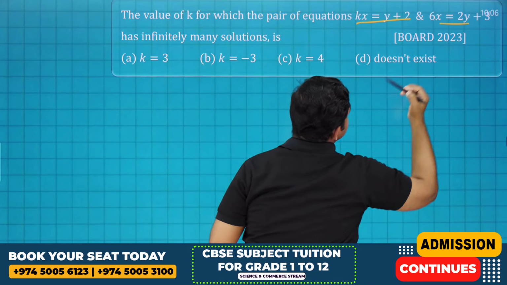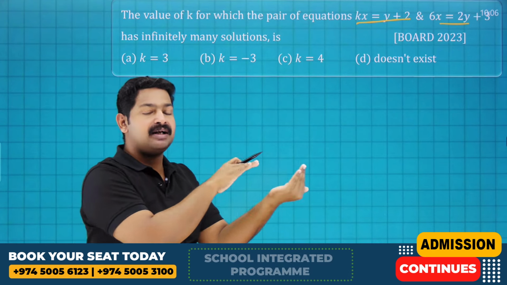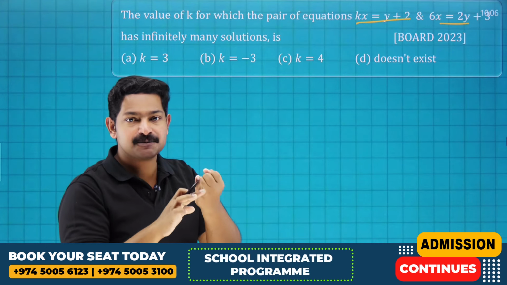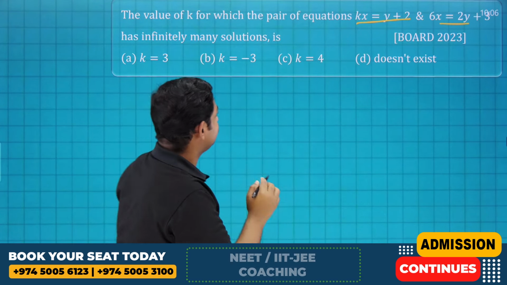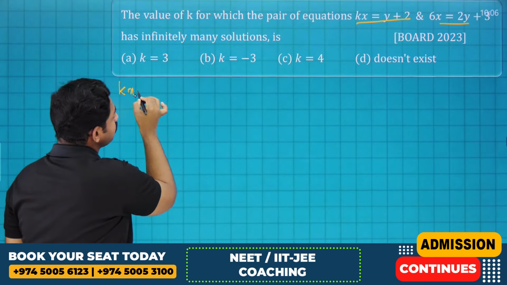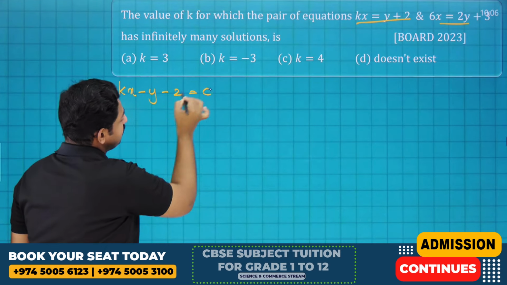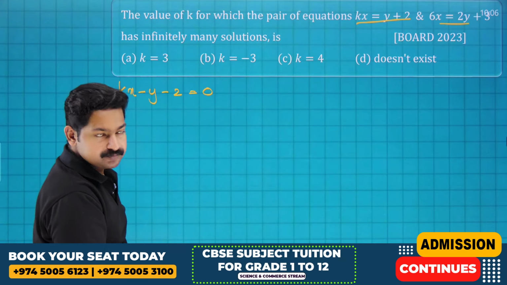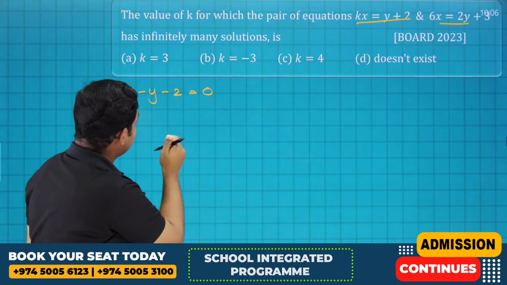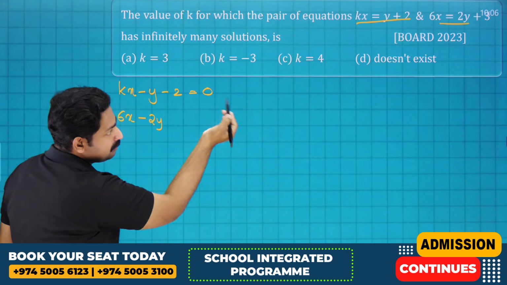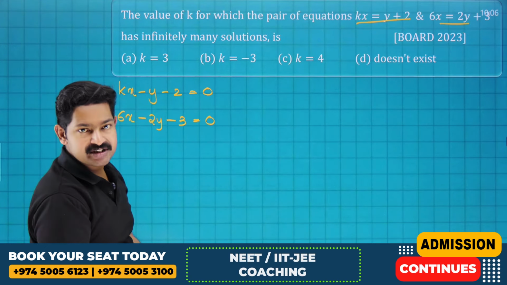Here you can see the two equations. First of all, I am writing them in the correct general form. What is the general form of a linear equation in two variables? Ax plus by plus c equal to 0. It's not in the general form, so first I am making it that: kx, bringing y to the left side, minus y, then minus 2 equal to 0. And the second equation, 6x is there. I am bringing 2y to the left side, so minus 2y, then bringing 3 to the left side, minus 3 equal to 0. These are the two equations.